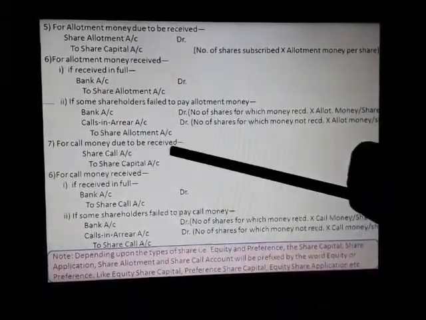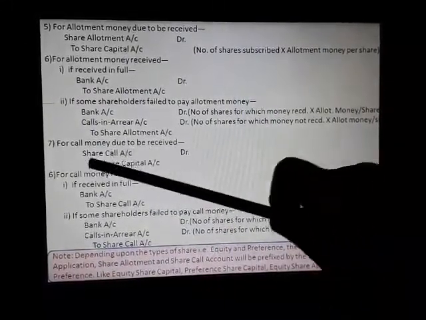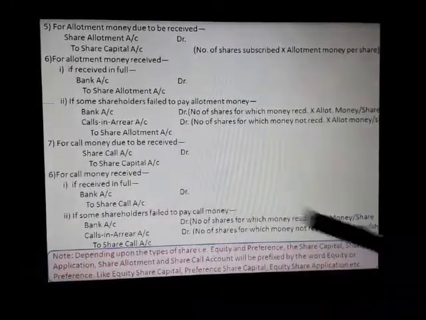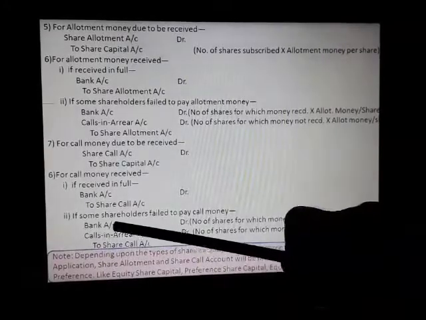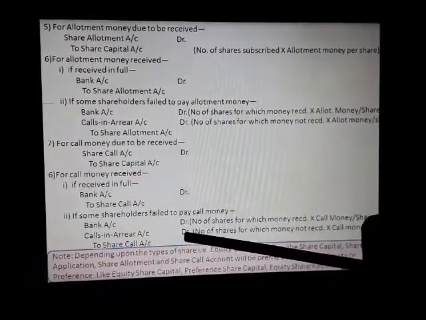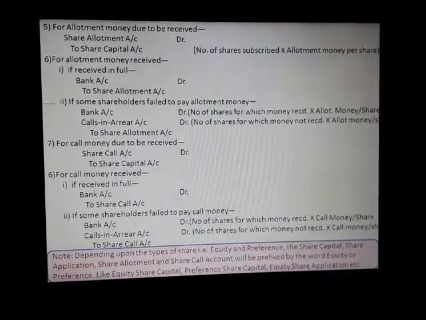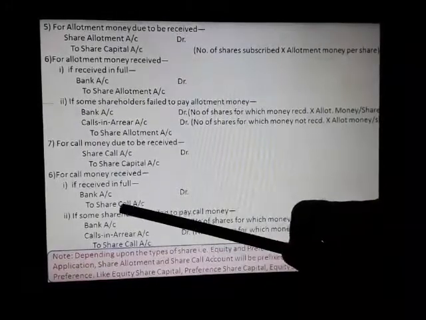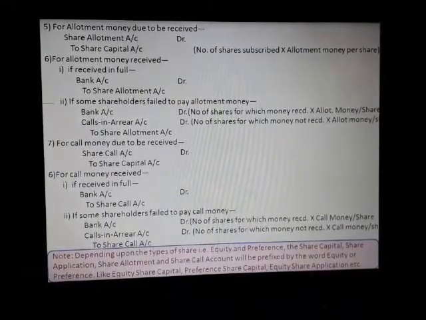For call money due to be received, share call account debit to share capital account. For call money received in full, bank account debit to share call. If some shareholders fail to pay call money, then bank account debit, call unpaid debit for the amount not received to share call account. Now, if there is first call and second call, then call account should be replaced by first call, second call, final call in this way.